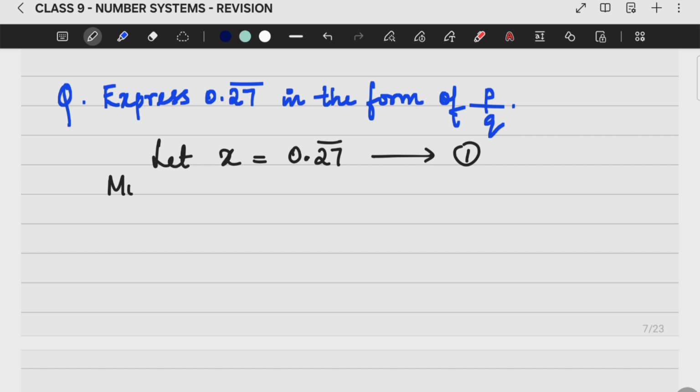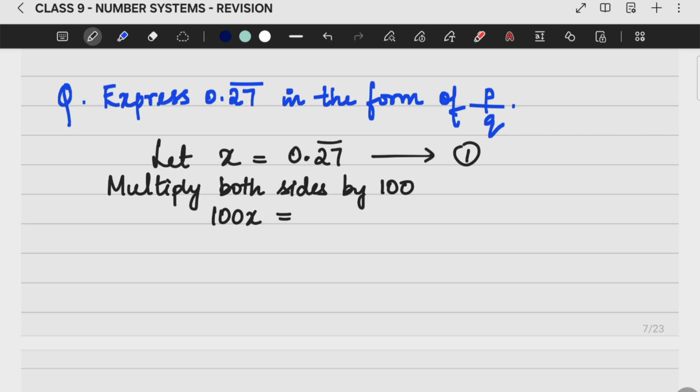Now the next step is to multiply both sides by 100. So 100x is equal to 100 multiplied by 0.27 bar.